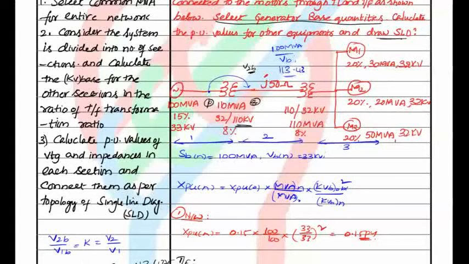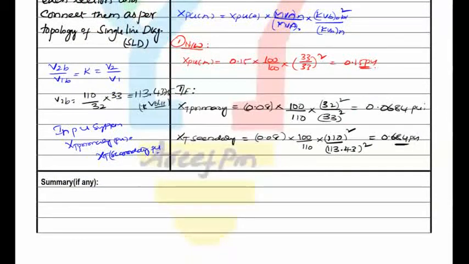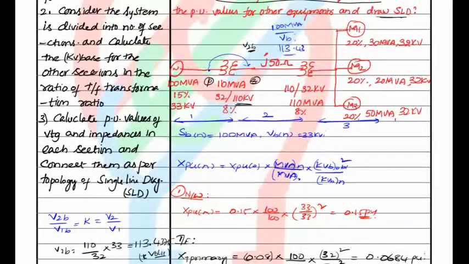Now we will go to the solutions. For the transmission line, XTL is equal to, the actual value is 50 ohms, so 50 into base 100 divided by voltage 113.43 whole square. So this is 0.3886 per unit. This is the value of the transmission line per unit reactance. And next we will follow the same procedure for the entire network. So here network 2 is completed. Now we are going for network 3.